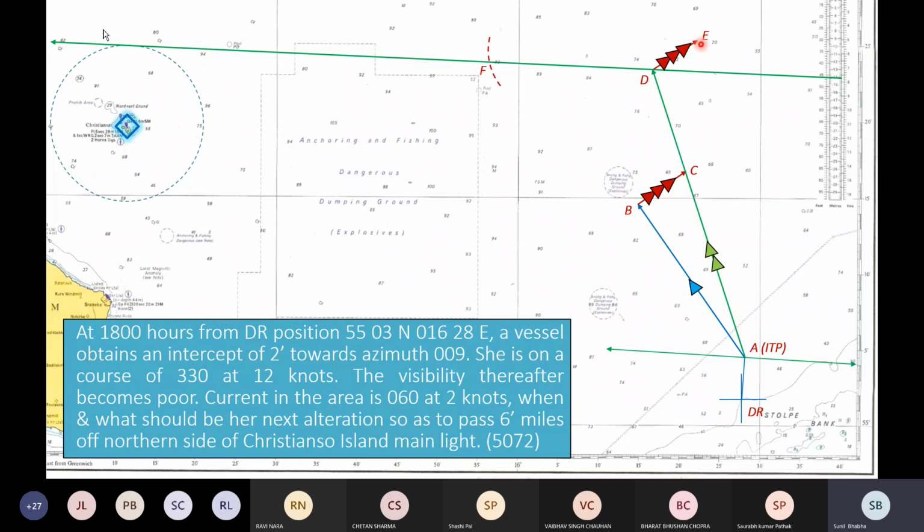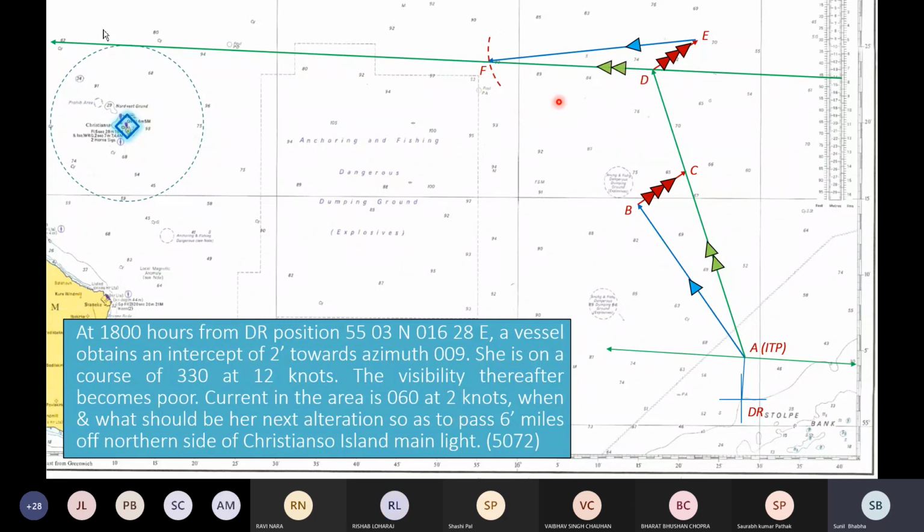Now we can join Echo with Foxtrot, EF. Now this line EF is my second course to steer. So let's mark it off with a single arrow. Echo Foxtrot is my second course to steer, counteracting this particular current so that the vessel moves on this green color track. And when it moves on this track, it will be passing as required 6 miles off the northern side of Christiansø Island main light.